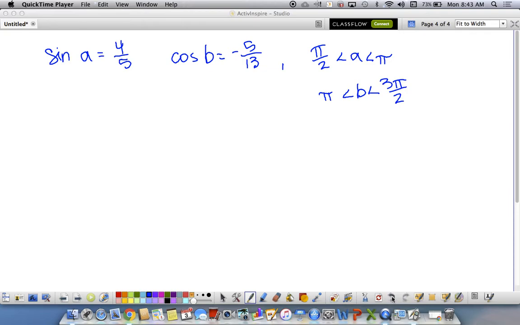Question. Wait, what are we trying to find? Find each of the following. Find sine A plus B. I will stop there. They asked for more, but I will. Goodness gracious.